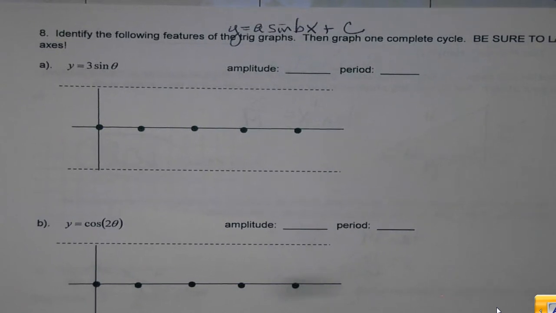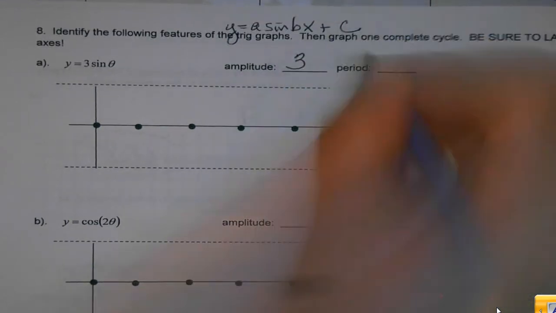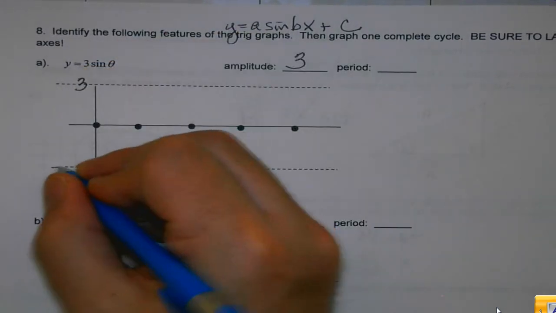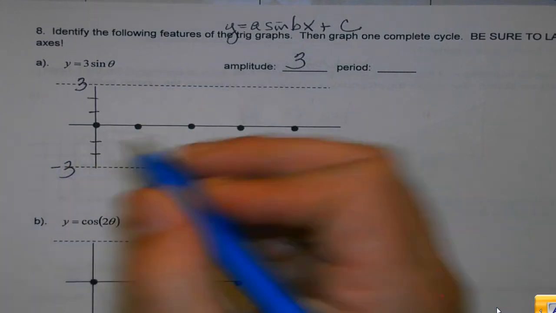A is my amplitude. A is how high we go up or down. So here my amplitude is 3, which tells me my top value will be 3. My bottom will be -3, and if you want, we can even put the extra lines in here.